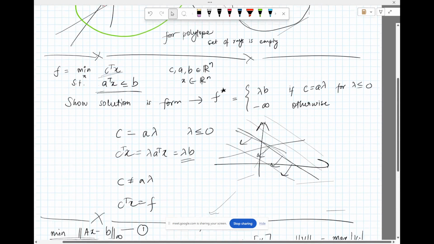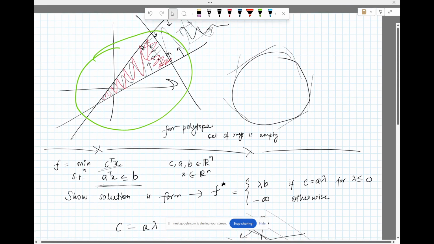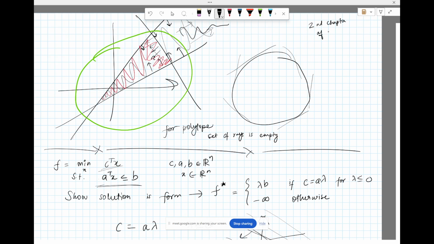So these questions, whatever I discussed, they were from the exercises in the second chapter of Nonlinear Programming by Vazara, and from the fourth chapter of Convex Optimization by Boyd.